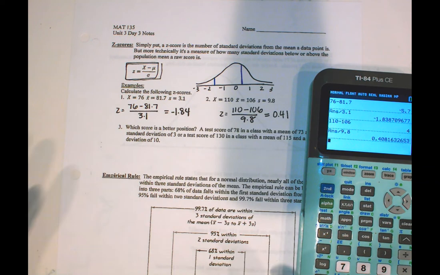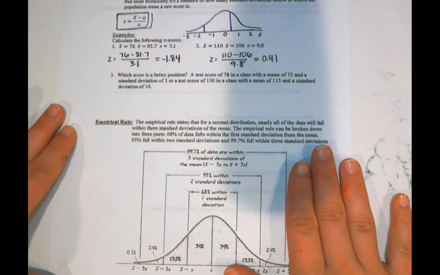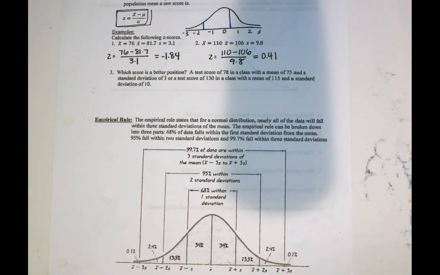So for instance, if we look at number 3 on our paper, it says, which score is in a better position? A test score of 78 in a class with a mean of 73 and a standard deviation of 3, or a test score of 130 in a class with a mean of 115 and a standard deviation of 10. These have different means and standard deviations, so they're difficult to compare. So what we can do is find their z-scores. It'll put them on the same normal curve, and then we can compare them.